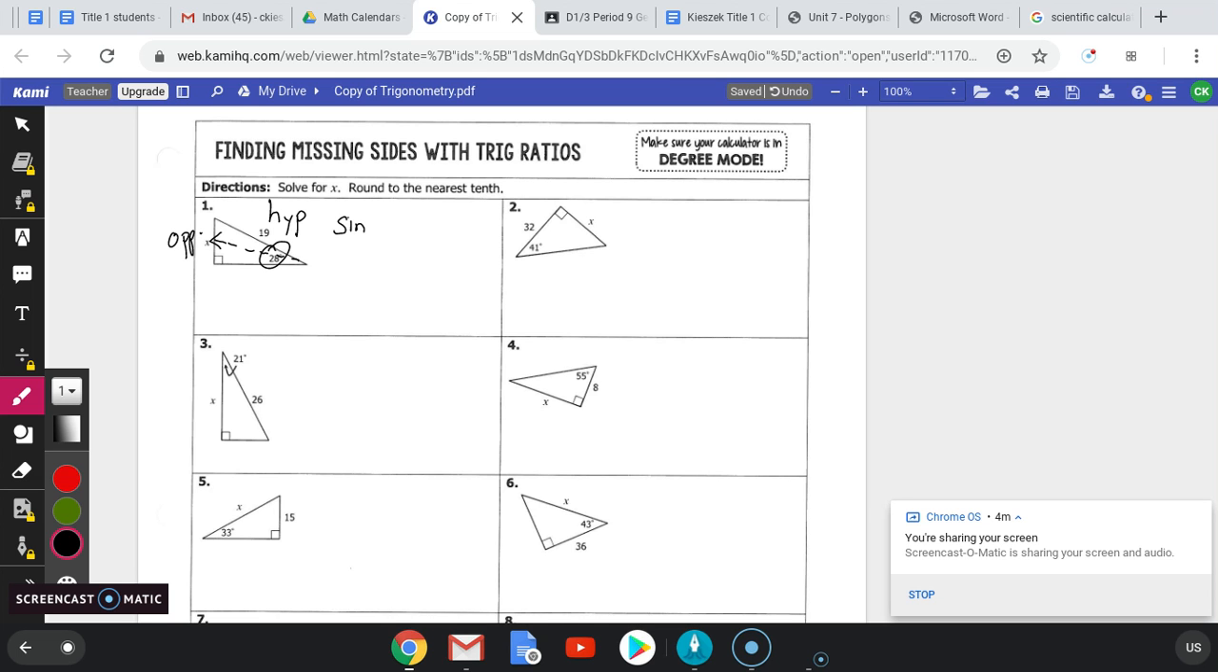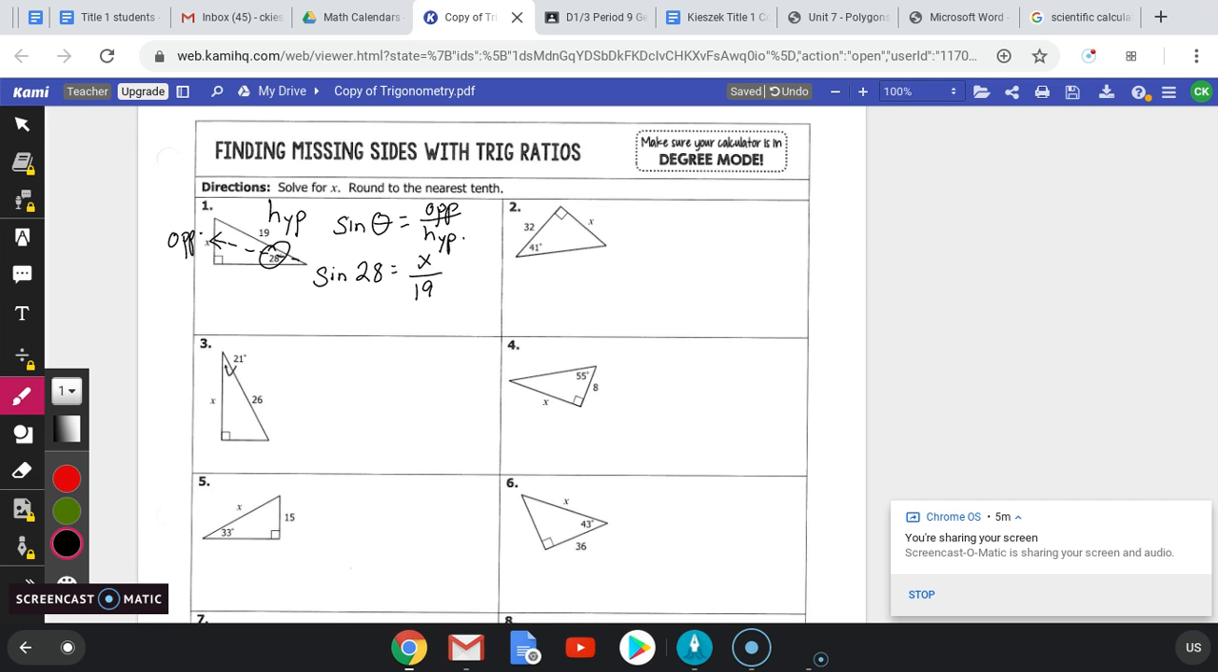Sine of, I'm going to use the symbol theta. Theta in math means angle measure when we're dealing with triangles. So sine of theta equals opposite over hypotenuse. Now what I'm going to do is fill in the blank with numbers and variables. So sine of, what's the angle measure? 28 equals the opposite side, x, over the hypotenuse, 19.